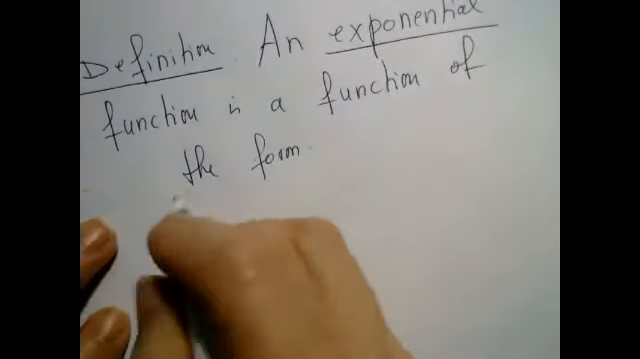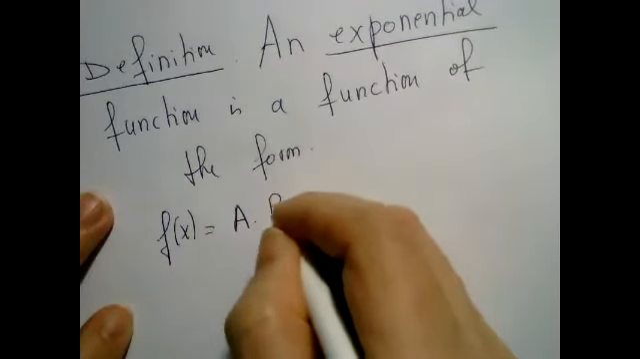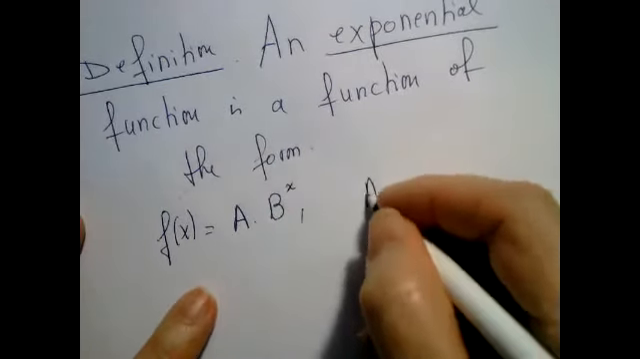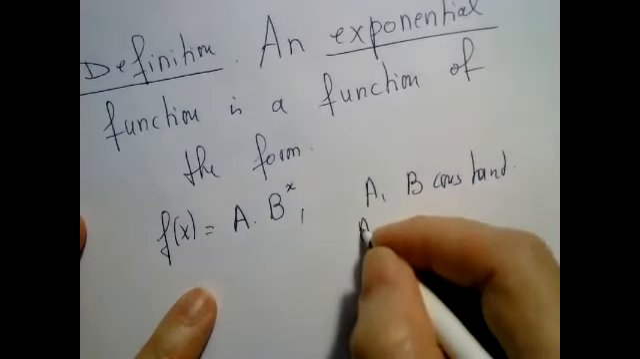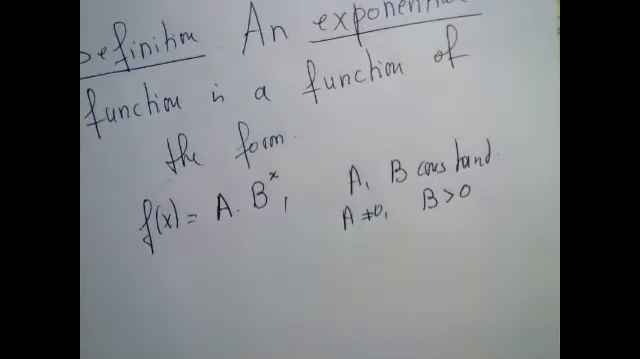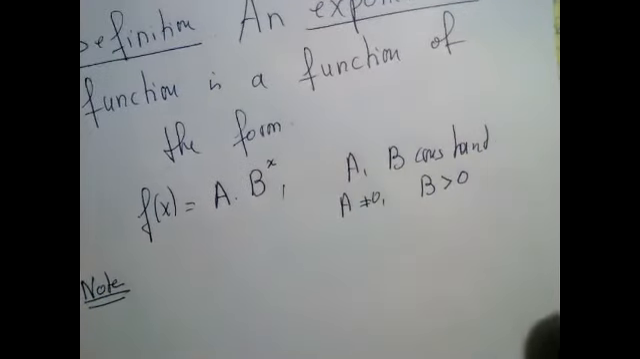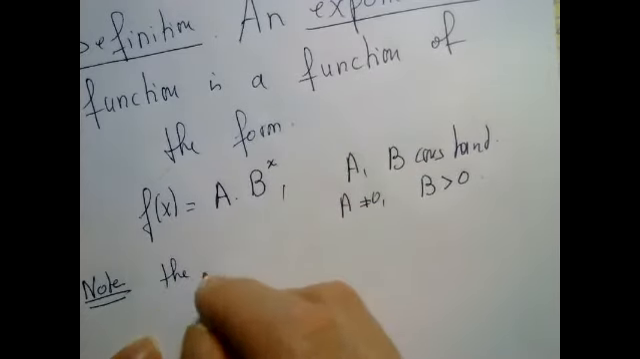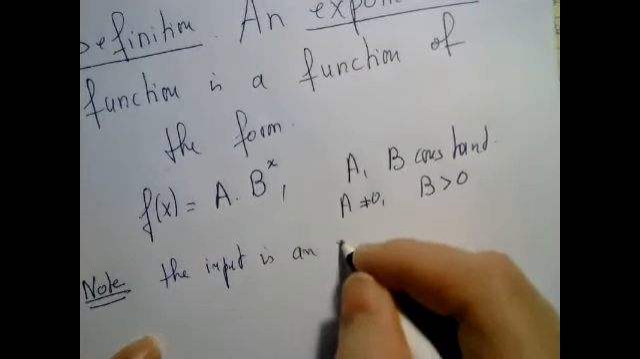F of x equals a times b to the power x, where a and b are constants, a not 0, and b has to be a positive number. Okay. Now let us note something important here: the independent variable or the input, the x value if you want, is an exponent.